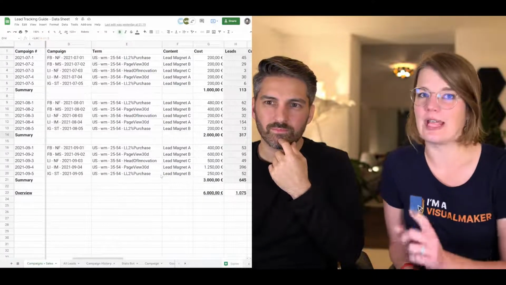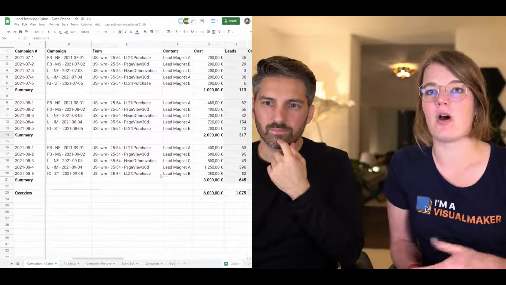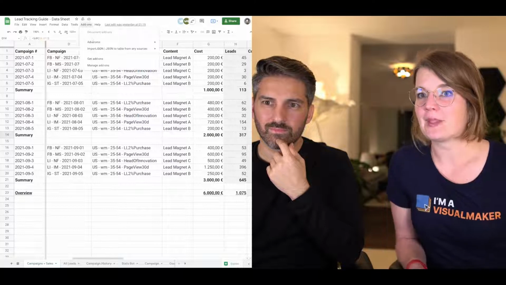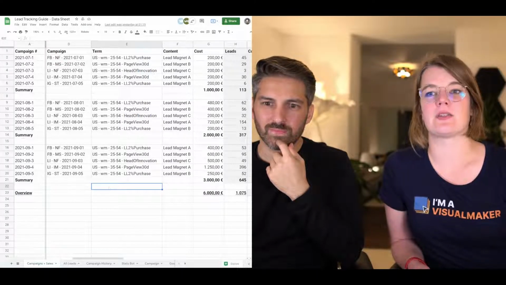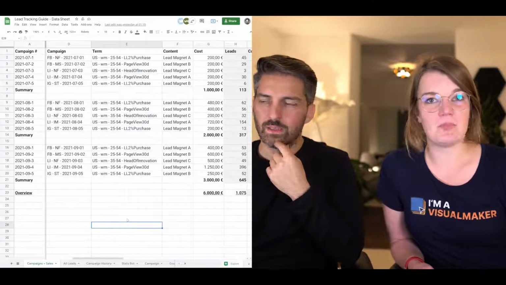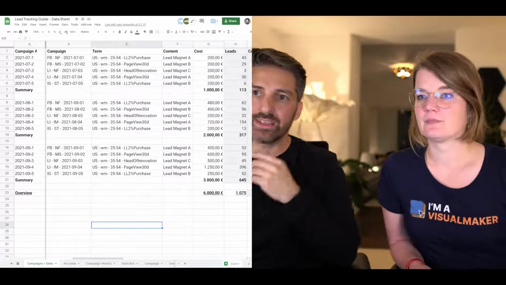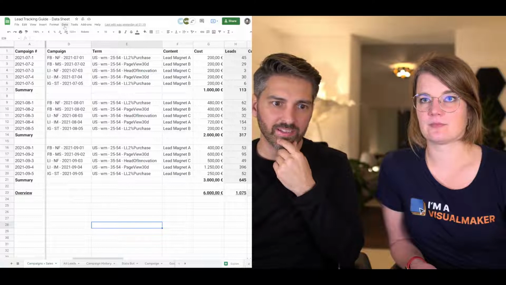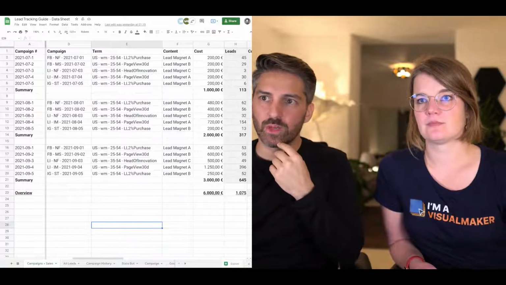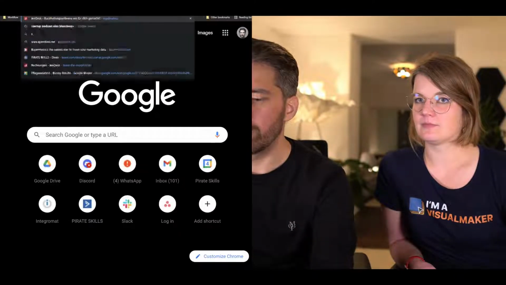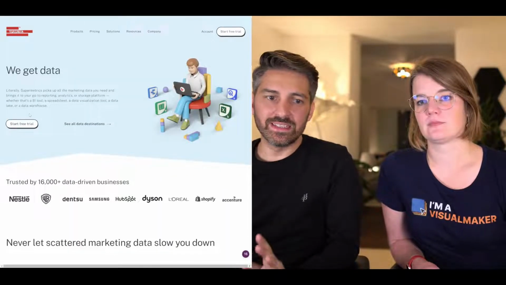It wouldn't look like this when it's automatically put in there, because you don't have the summaries and so on. But that's a totally fine way to do that. One free add-on I'm using to get the Facebook ads data. There's one very popular one called Supermetrics, but it's also pretty expensive. But I love it. This is my favorite one.